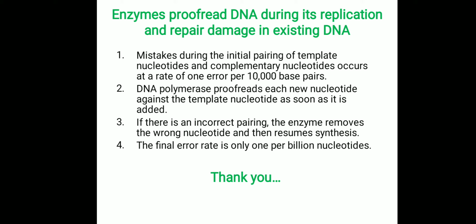So if during the normal process 1 in 10,000 will occur, after careful proofreading it is finally reduced to 1 per billion nucleotides. So for example, in humans, 3 billion base pairs means only 2 or 3 nucleotide errors are possible.